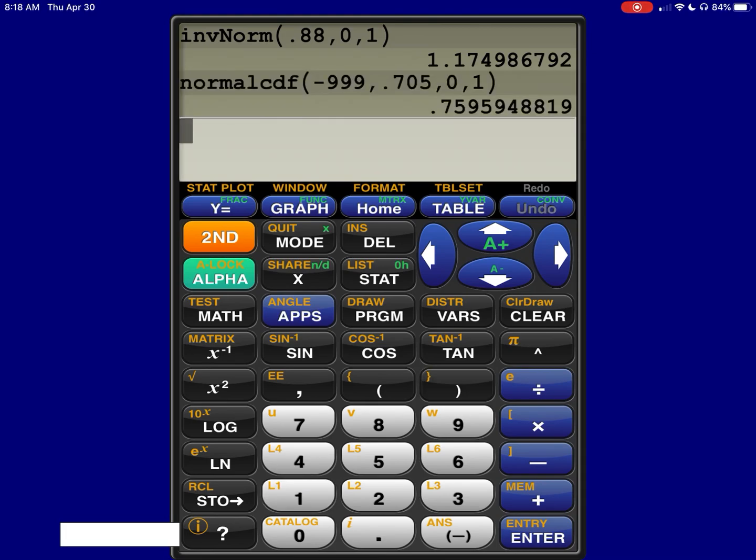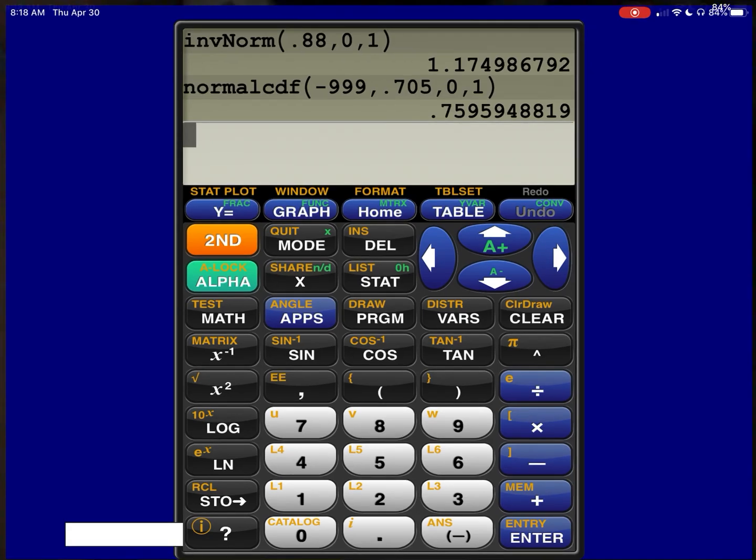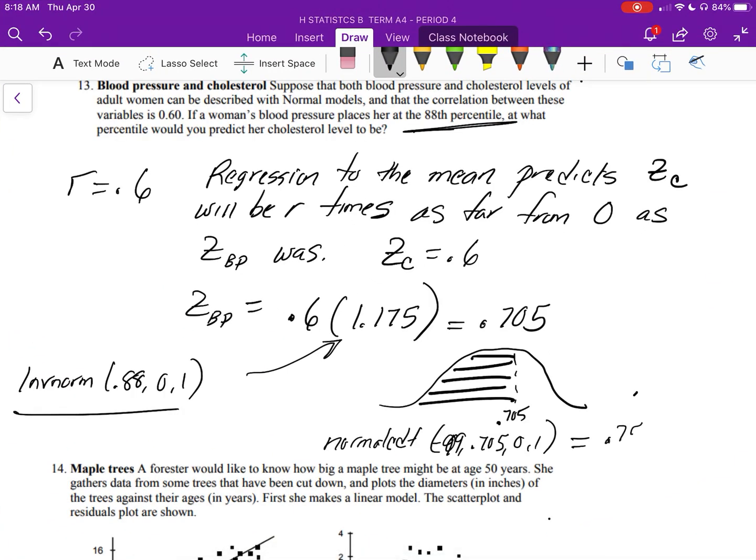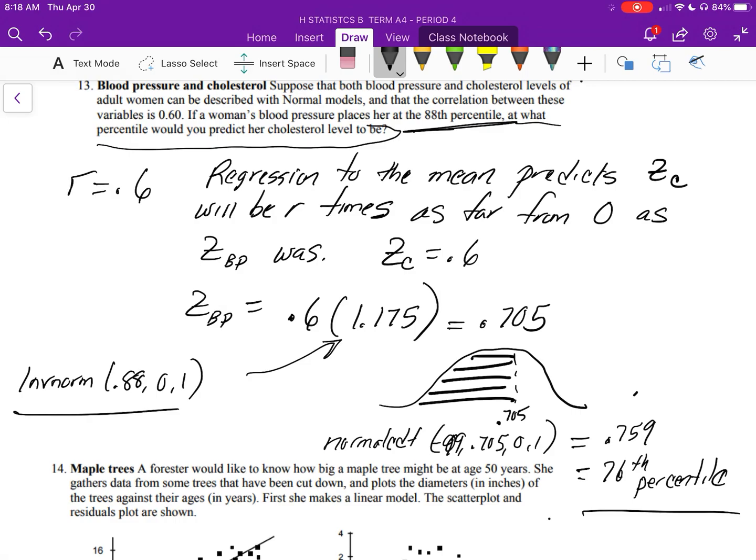I end up with 0.759, which would be the 76th percentile, which is what the question asks you. At what percentile would you predict a cholesterol level to be?